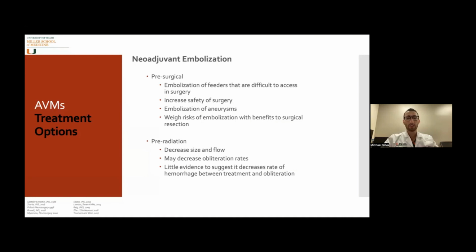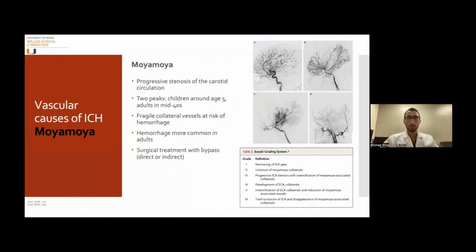Pre-radiation embolization is controversial, and the idea is that it may decrease the size and the flow of the aneurysm and improve obliteration rates. But the data generally has shown that it actually decreases obliteration rates. So it's not used routinely, and there's very little evidence to suggest that it decreases the rate of hemorrhage in that in-between period between when you radiate the lesion and it's actually obliterated. So without that benefit, which is not very clear, it's not commonly used.